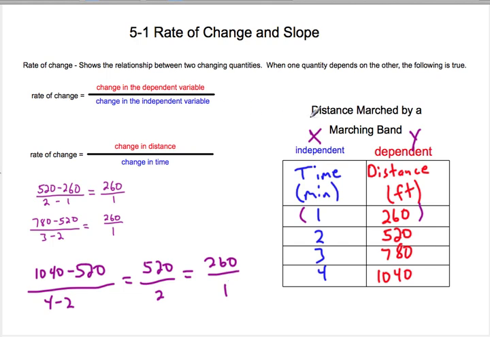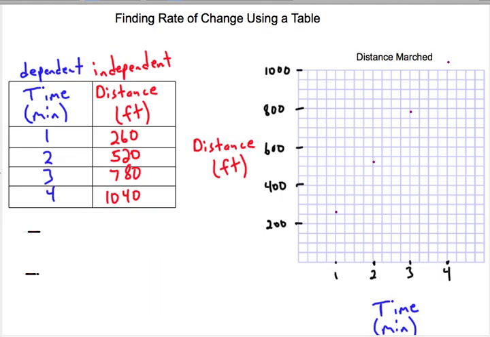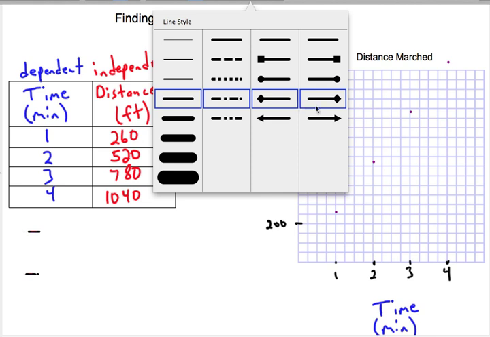Now when you have a relationship like this where the rate of change is the same each minute, so every single minute the marching band moves 260 feet, that's going to be a linear relationship. So the picture of that on a graph is going to look like a line, which I'll show you on the next page. So I've taken that same T-chart and I've plotted these points, so 1 comma 260, so time of 1 minute, 260, time of 2 minutes, 520, and so on. And I've made these dots, and I'm going to connect the dots with a line here.